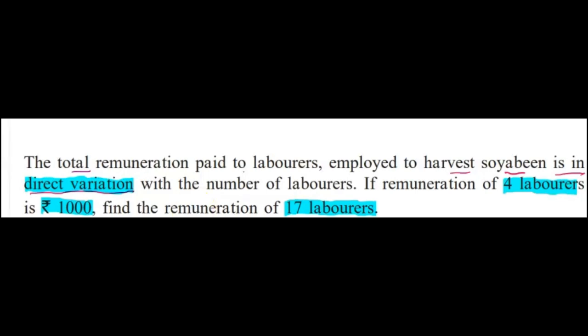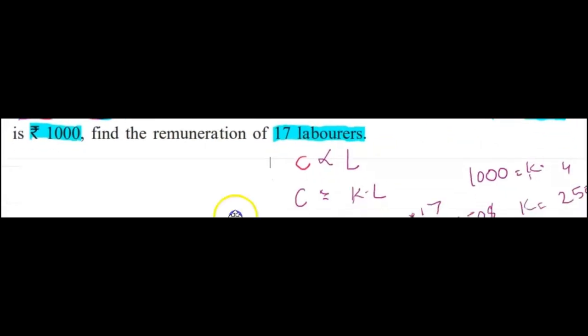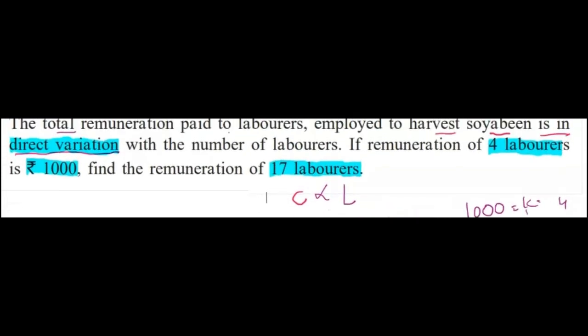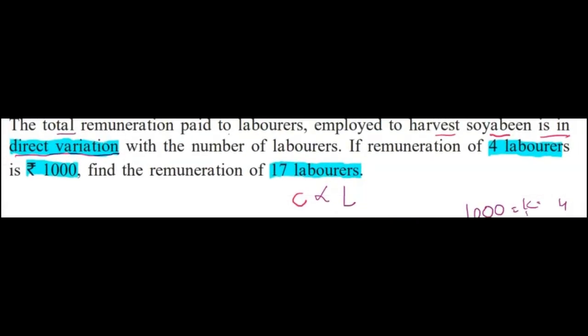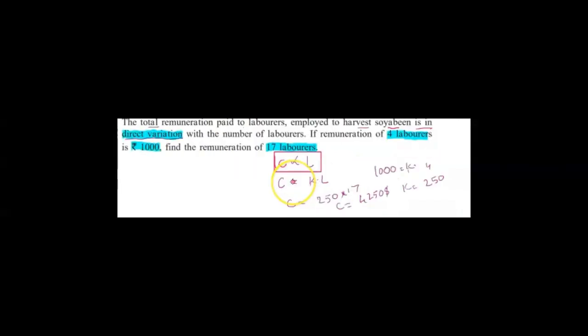In this case, let's go. The first part, just observe this. Let's assume C is directly proportional to L. That is, the cost is directly proportional to the labor, right? So this will be your first part. Now, what will be the equation formed? The equation formed will be C is equal to KL.